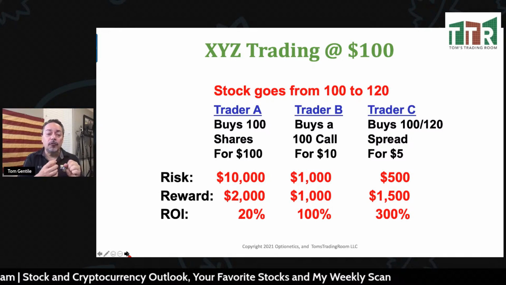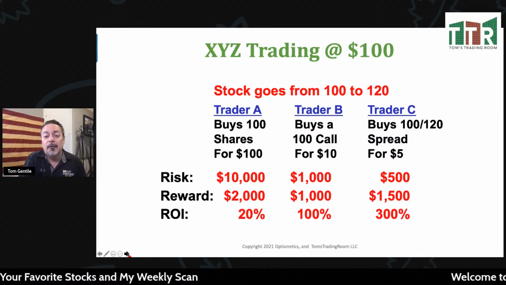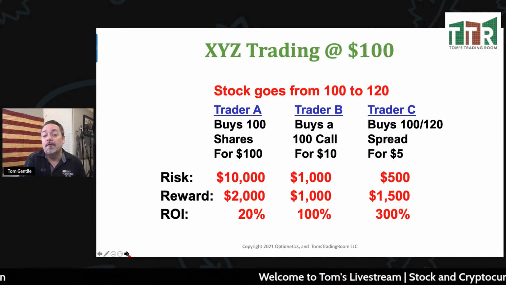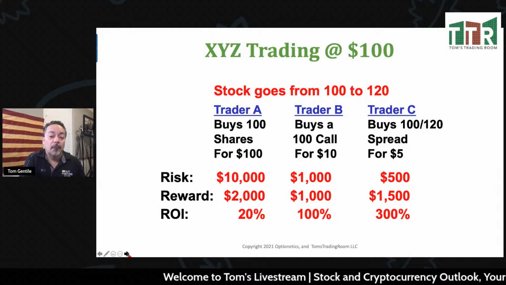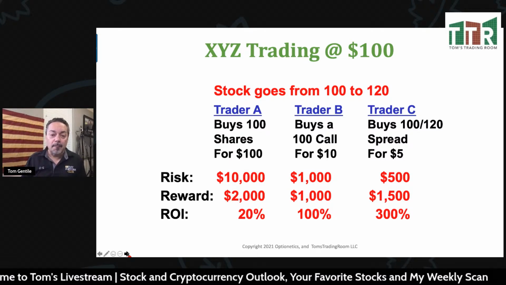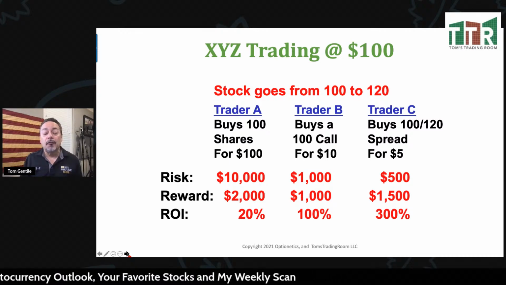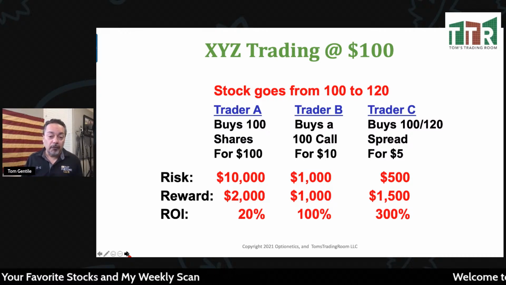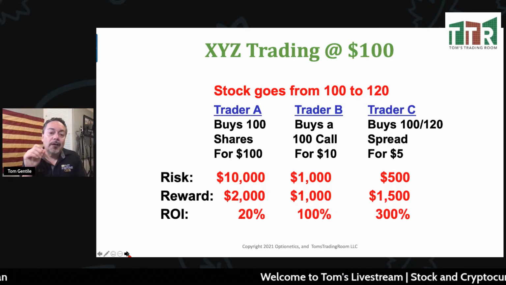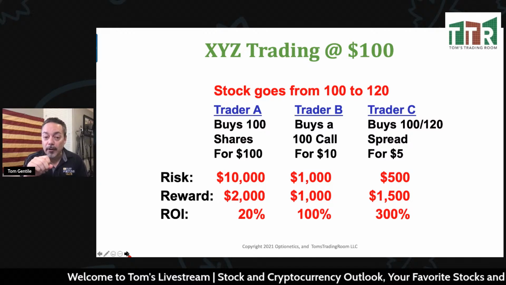Even though there's a fixed risk and a fixed return, in this particular case, Trader C actually did better on a return on investment. The 100/120 call spread for 5 is a risk of $500. At 120 or higher, the most that trader can make is $1,500. At 120, it represents a 300% reward to risk ratio. In fact, it doesn't matter how high it goes. What does the call trader need to do to get the 300%? Well, they need that stock to get to 130.